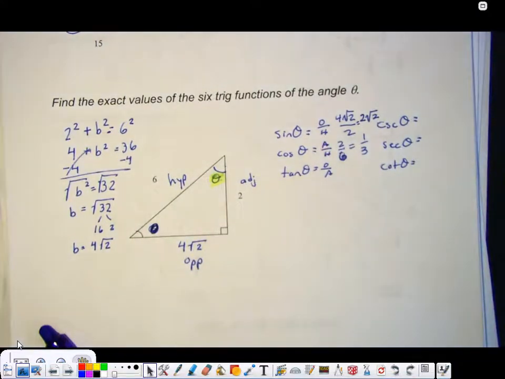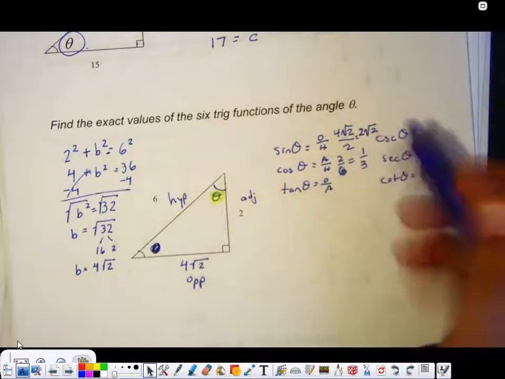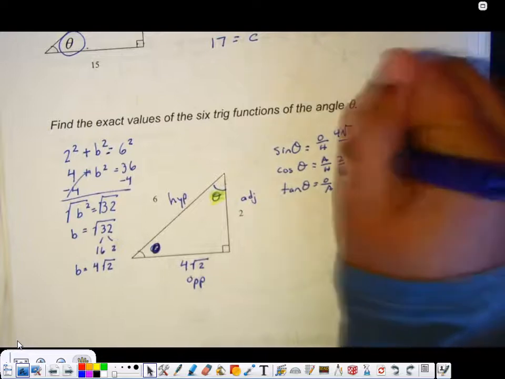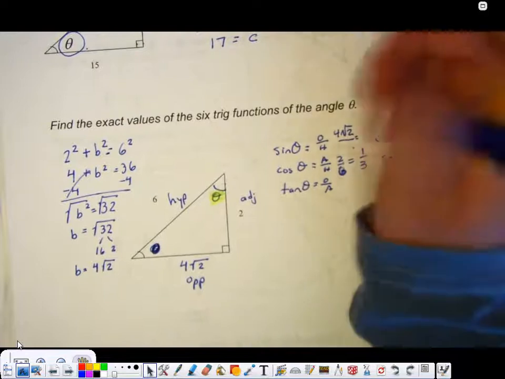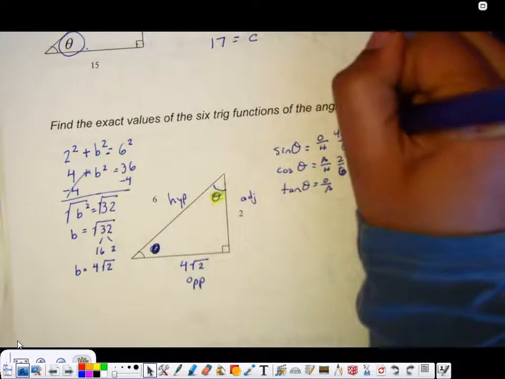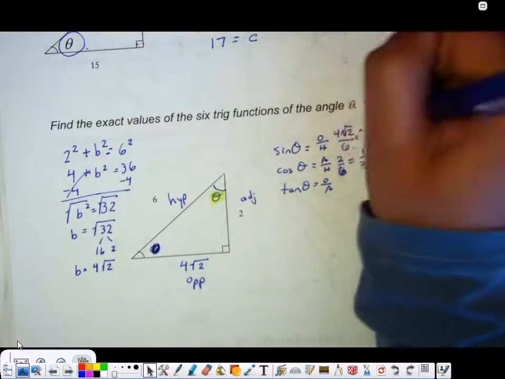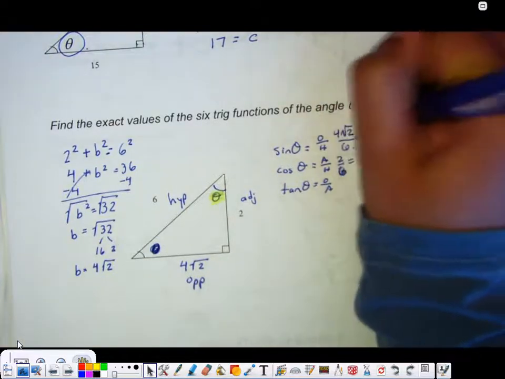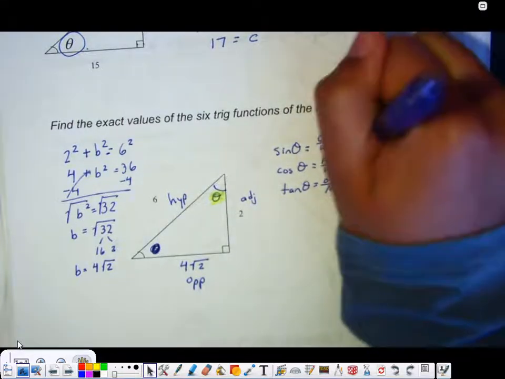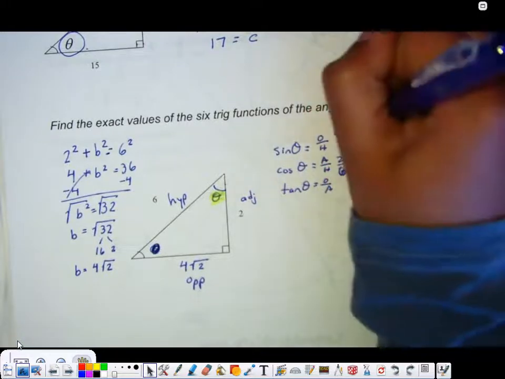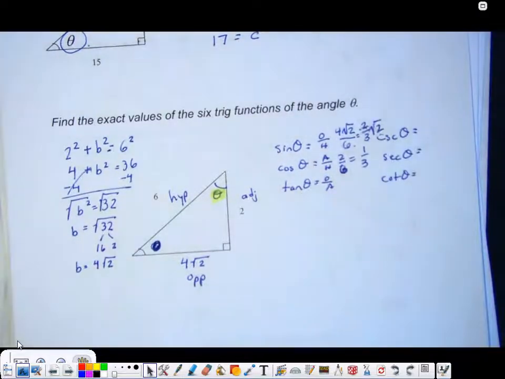Okay, so breaking news, we figured out sine was wrong because I put that it was adjacent instead of the hypotenuse, so my bad. You can change that. So it'd be 2/3 times the square root of 2.